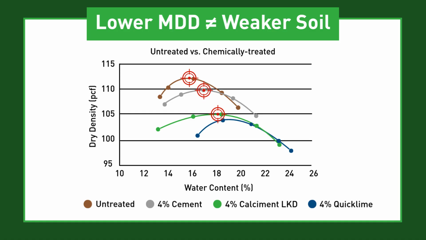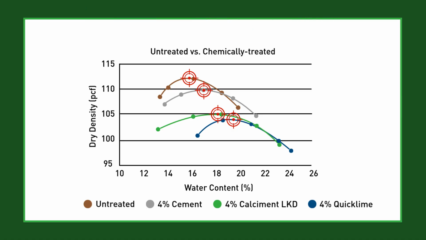When field teams evaluate moisture and density, the goal is to compare the results to the curve for the treated condition, because that curve represents how the material is designed to perform.